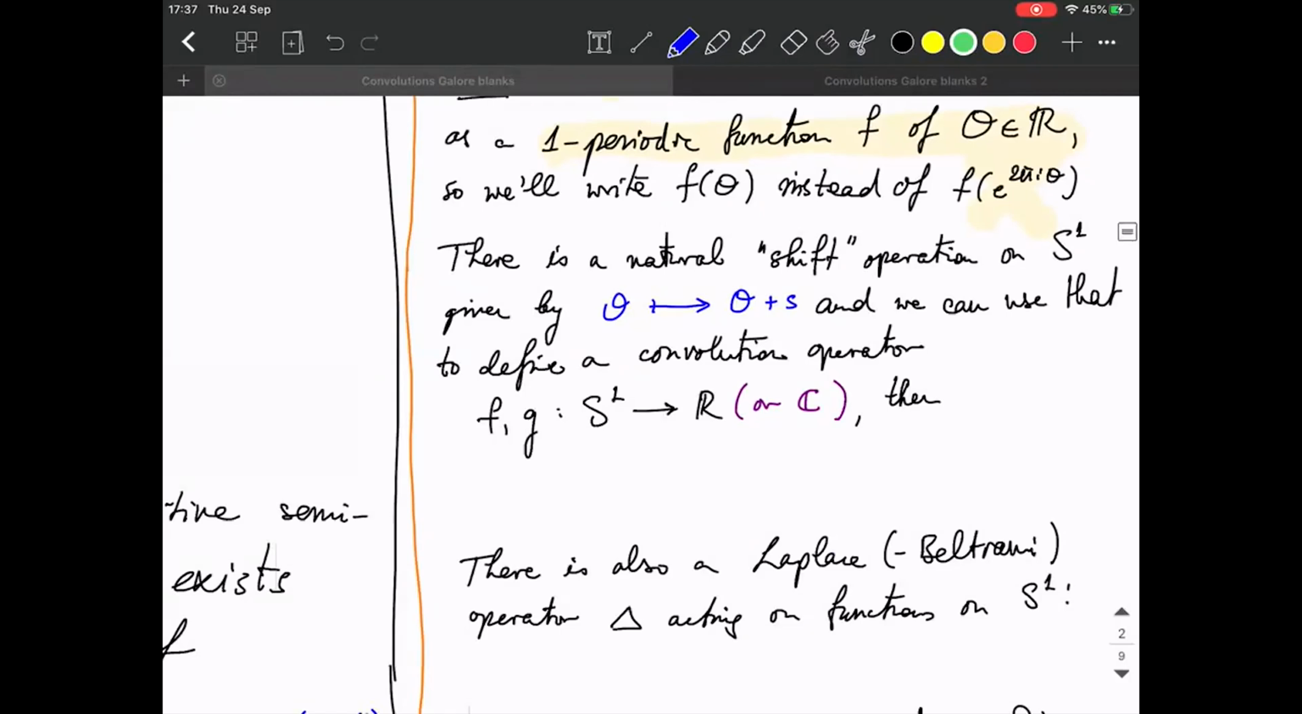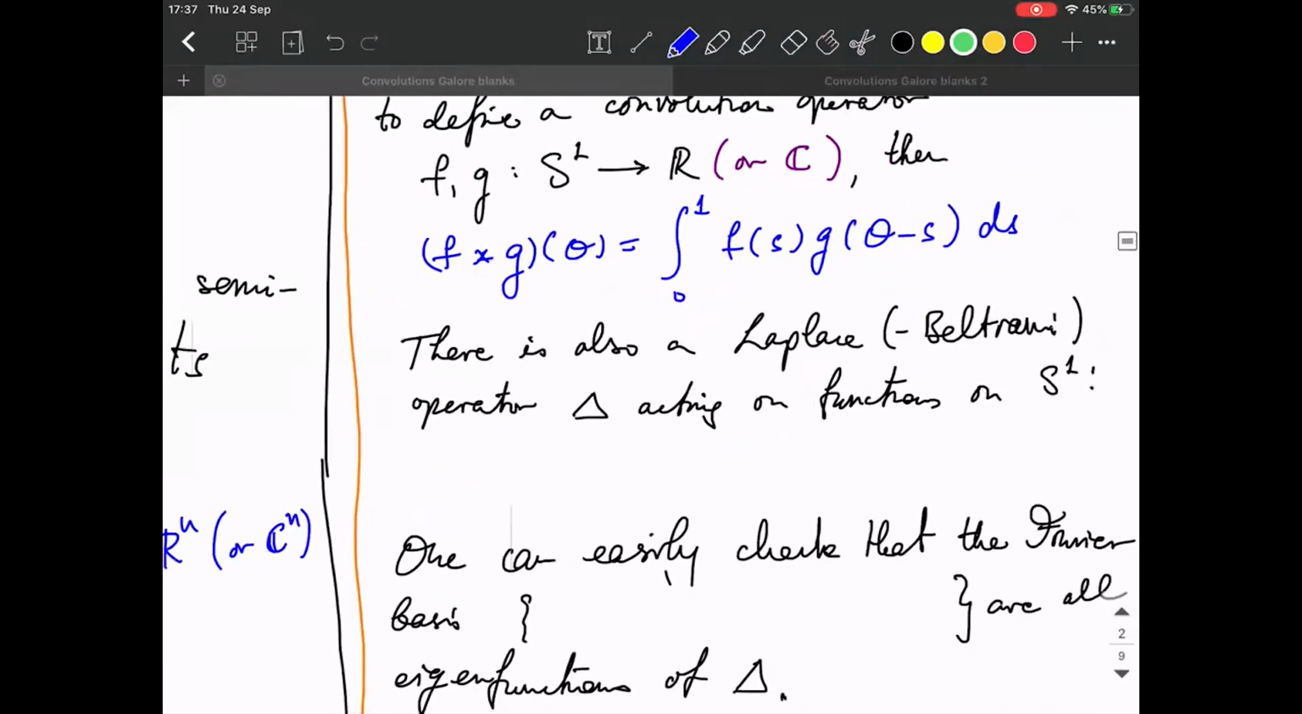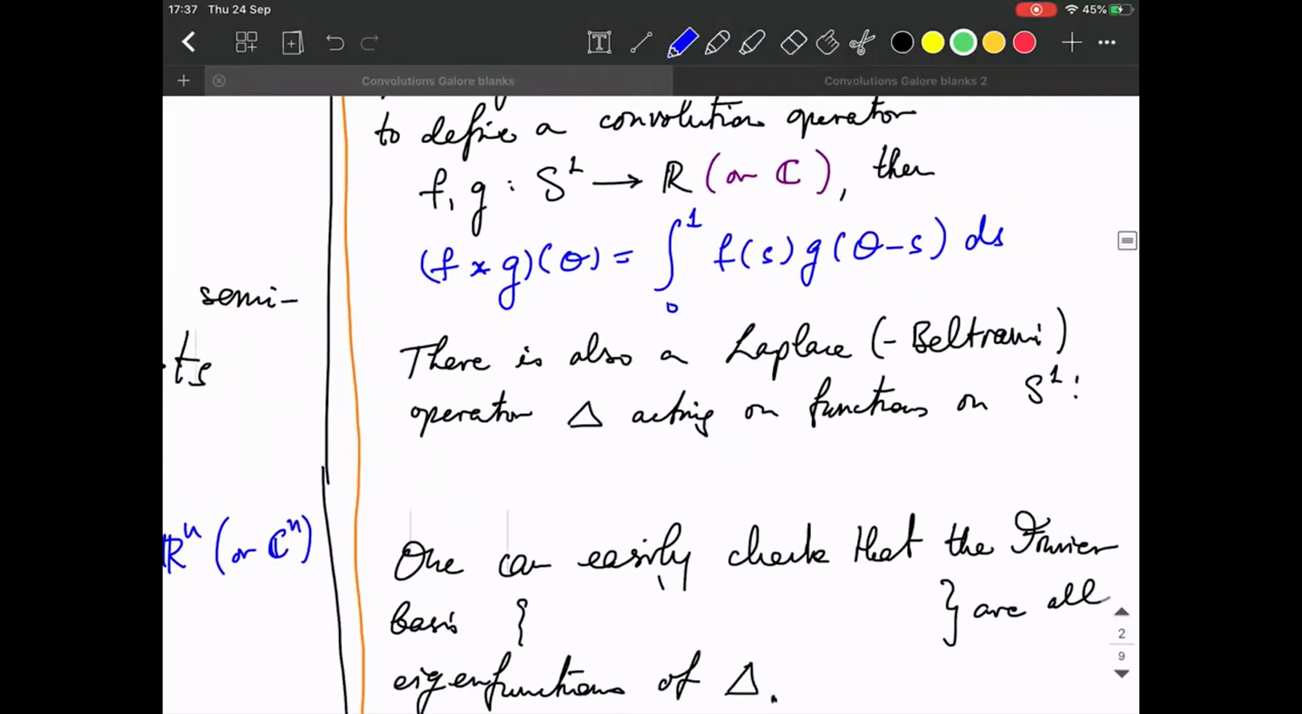So if you have two functions from the circle to R, we can define the convolution as f star g of some angle theta, and we just integrate over the circle, and we shift this second function by the variable that we are integrating over. So the circle is a manifold. It's not Euclidean space, but we do have a nice shift operation, so we can define a very natural convolution.